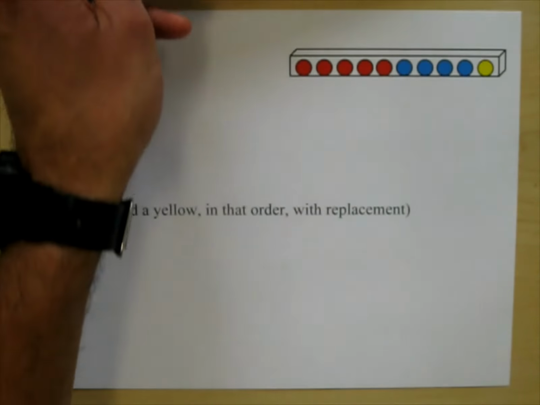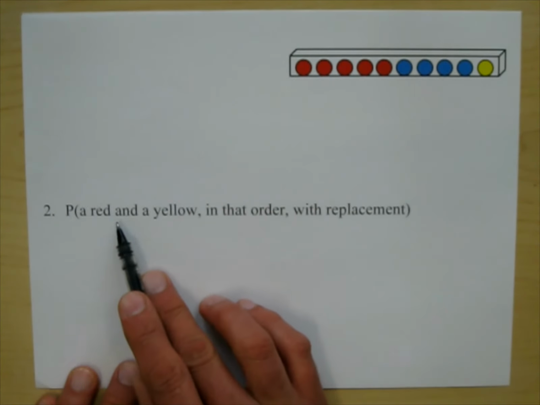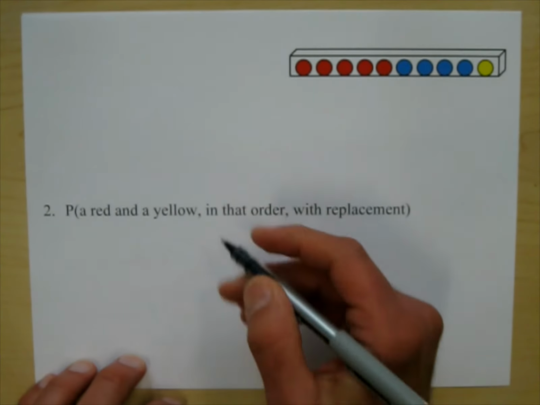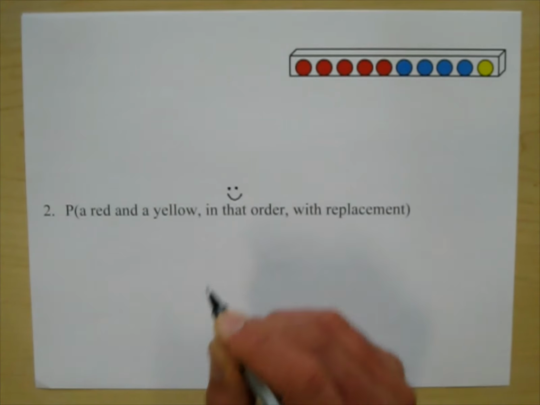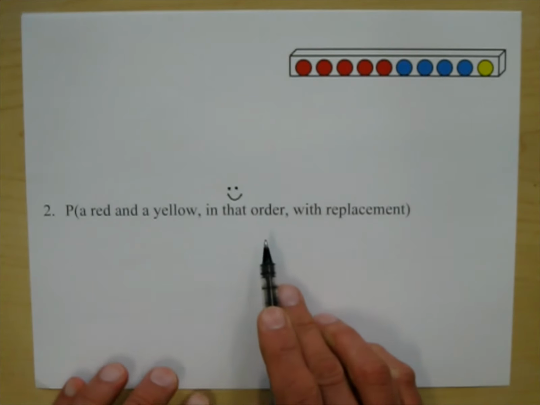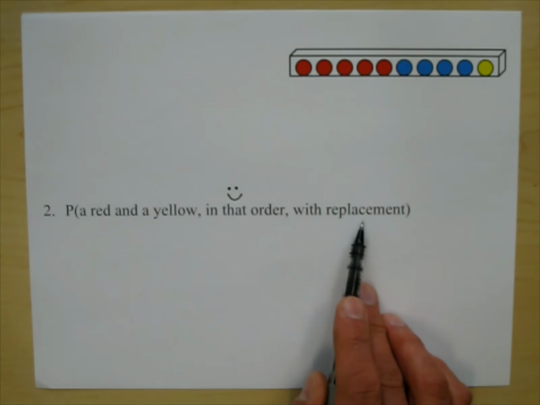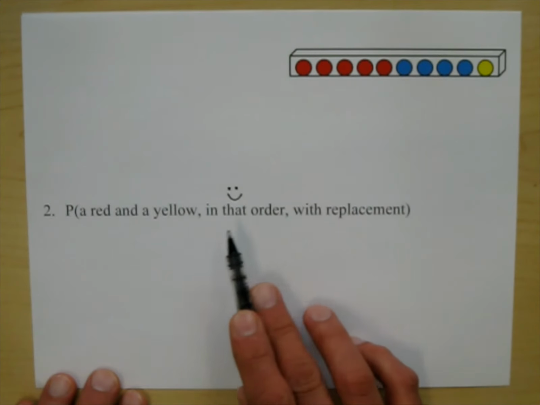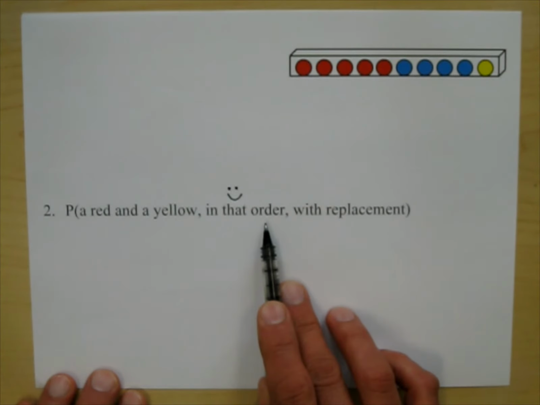Okay, red. What is the probability of getting a red and a yellow in that order? So we know that these are permutations. I'm going to put a happy face near that. And this says with replacement. Okay. So the last one says without replacement. This one says with replacement. But when we see those words in that order, it means I can do it 1 fraction at a time.